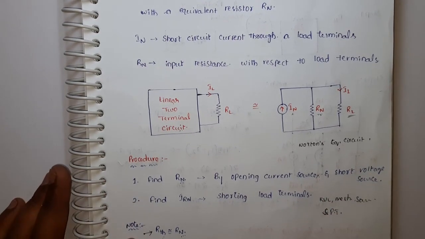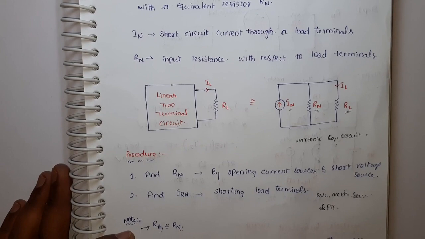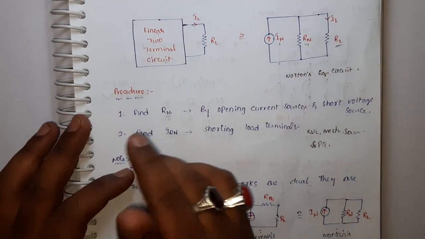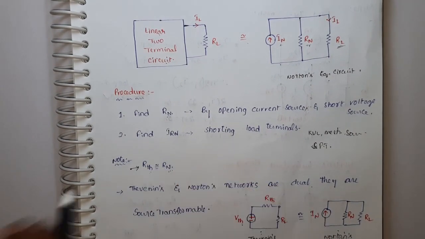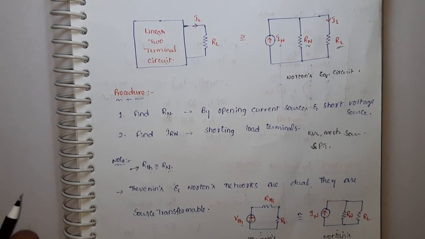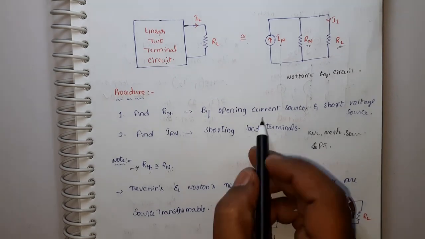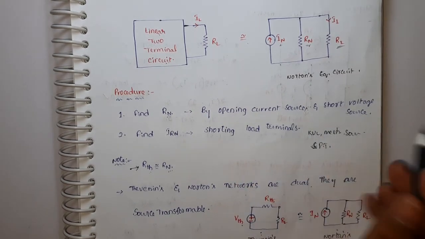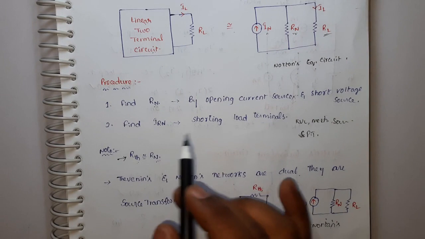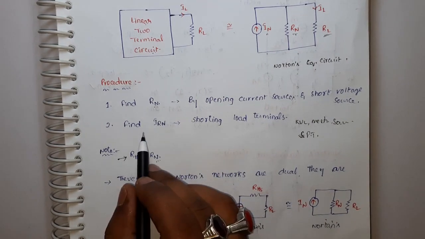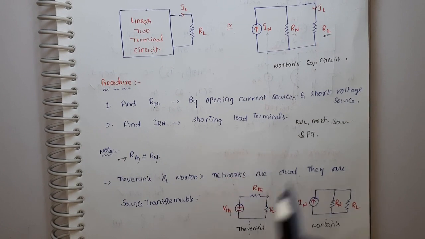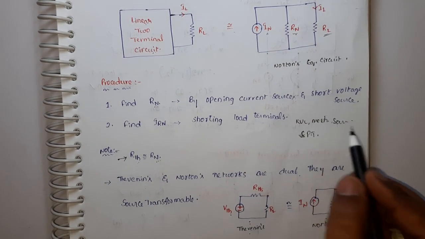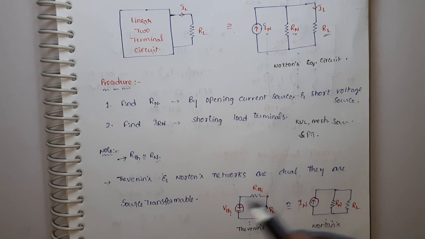So, what is the procedure to follow to solve problems? Step 1 is to find Norton's resistance RN. It is a similar procedure to what we used in Thevenin's theorem. By opening current sources and shorting voltage sources, we find Norton's resistance RN, and to find Norton's current, we short the load terminals. We use KVL, mesh and superposition theorem according to the requirement.